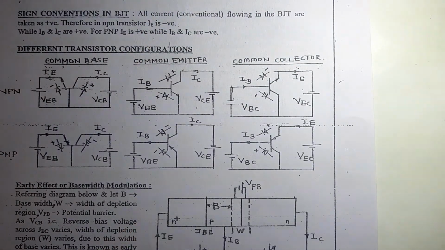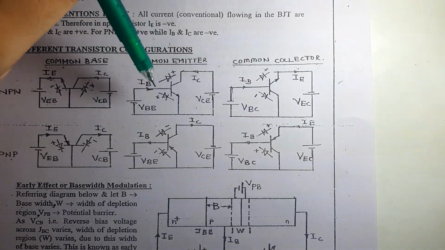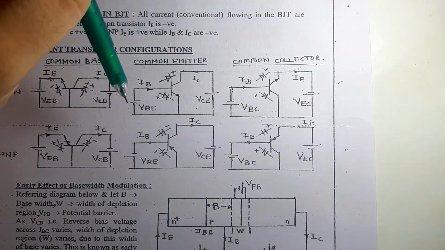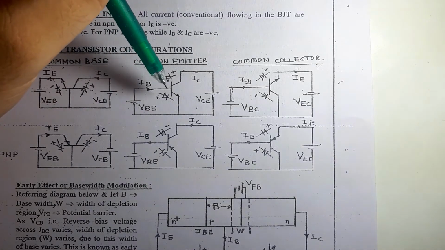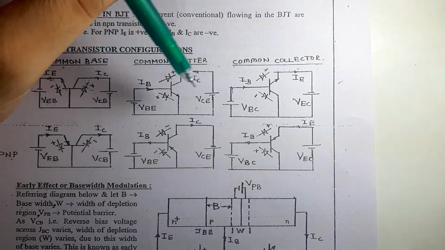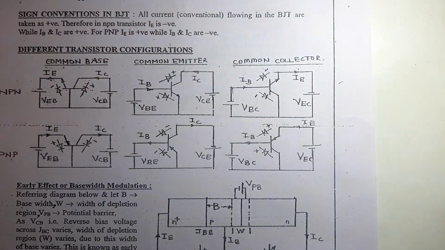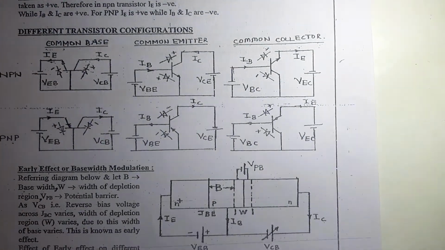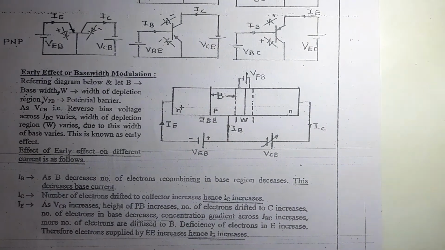Now I hope my students can recollect for common emitter and for common collector. We won't be wasting much time, but still if you want you can draw it in your book and verify the polarities being mentioned over here. It is a self study also. If you want you can pause the video over here and manually check whether the configurations are correct or not. We will proceed further for early effect or base width modulation. Now what do we mean by that?